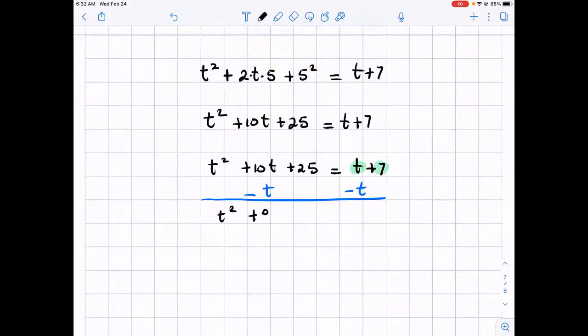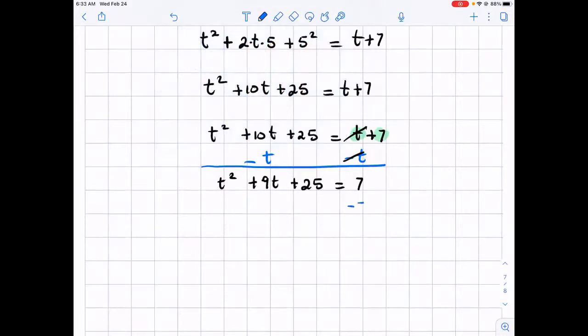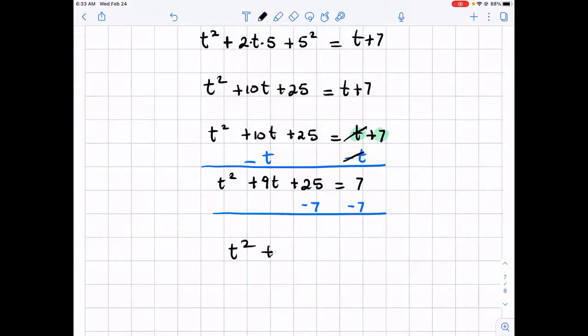plus 9t, because 10t minus 1t is 9t, plus 25. This plus t and the minus t cancel, and that leaves me with 7. Okay? And what do I do now? Well, it's not equal to 0, so I also have to subtract 7 on both sides. And by doing this, okay, we have t squared plus 9t, and 25 minus 7 becomes 18, and that is equal to 0.